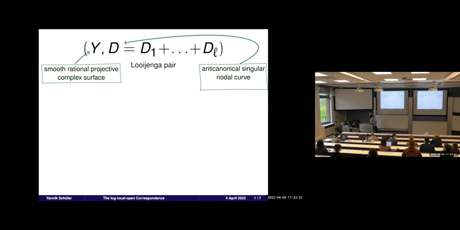All right, cool. There is one little extra condition we also assume throughout this talk, namely that all these components are nef. In this case, we call this Looijenga pair nef.